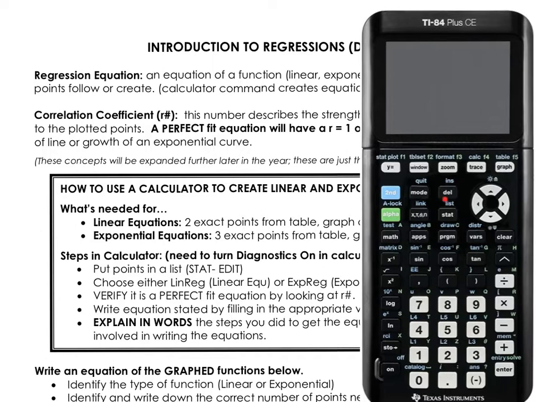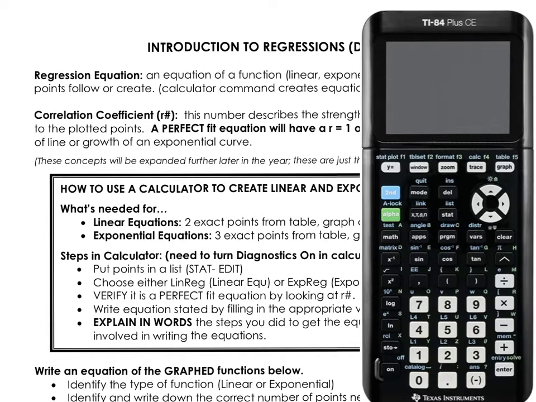Once you've done that, you would go back to Stat. Then you're going to hit the Over button to get to the Calculate. And then you're going to scroll down till number 4, which is linreg, ax plus b. So you can either just hit down until you get to that, or you can press number 4, but down to linreg, ax plus b.